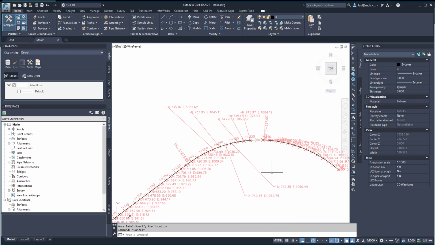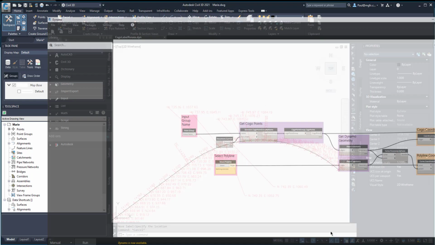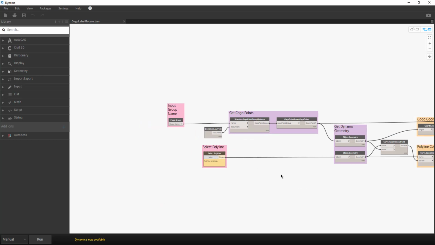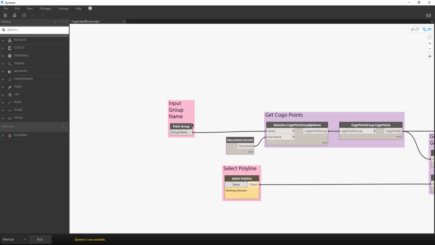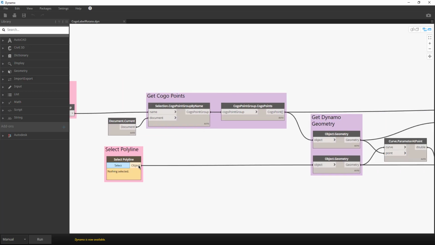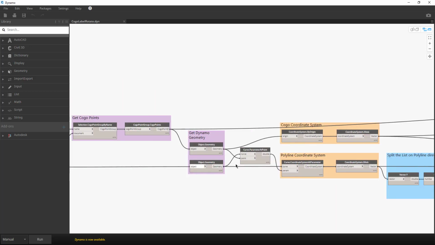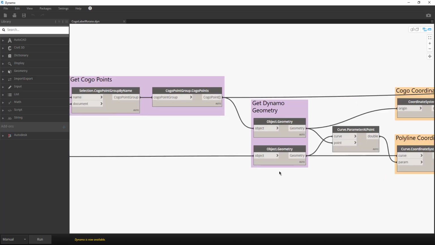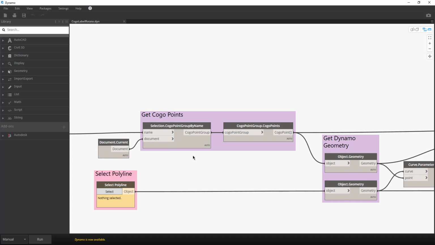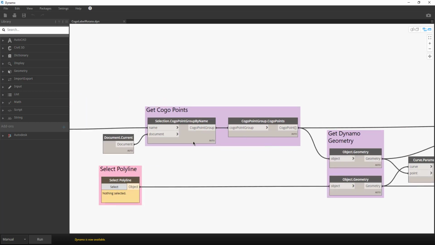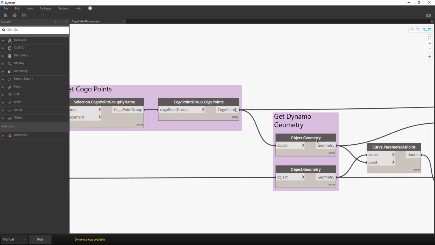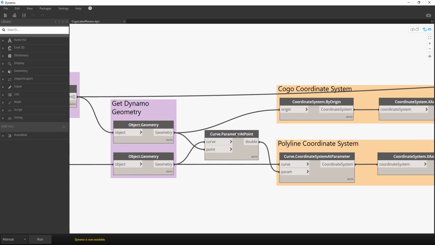Now let's have a look at the script, or at the graph. This is the graph as it was downloaded off the internet from the forum. And we'll see we will have two inputs, point group and the polyline. And then it will get the geometry. That's where you can select the polyline and you get its geometry from there. Here you can get the COGO points from a group name. That then inputs that, and it also gets those objects' geometry.